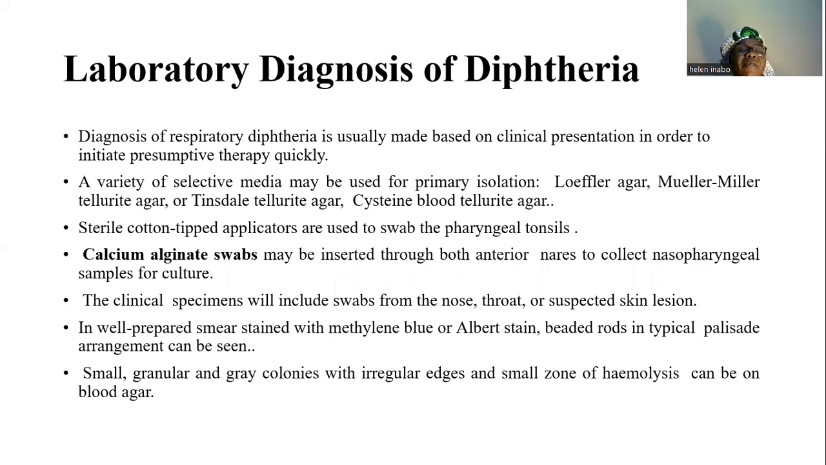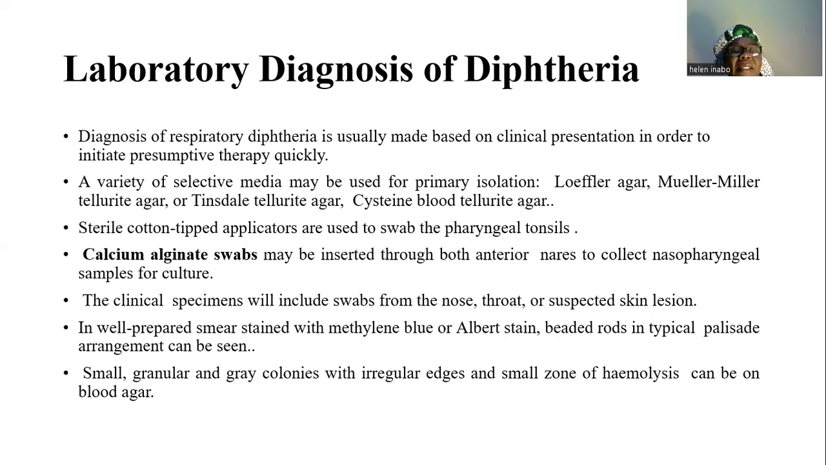However, laboratory or definitive diagnosis of diphtheria can be done by using selective media for primary isolation. Mainly Tinsdale tellurite agar, cysteine blood tellurite agar, and Loeffler agar are some of the selective media used. Sterile cotton-tipped applicators are used to swab the pharyngeal tonsils. Calcium alginate swabs may be inserted through both anterior nares to collect the nasopharyngeal samples for culture.